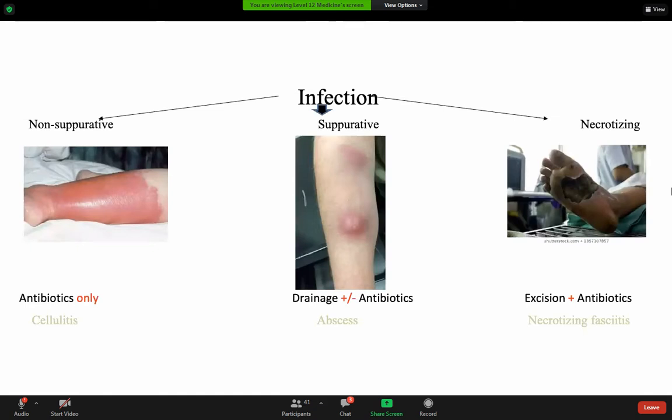Here we have types of infection. Sometimes it is non-suppurative like cellulitis on the left side of the picture on the screen. This is only cellulitis, a subcutaneous infection. Sometimes there is a collection of pus like an abscess, which needs to be drained. Sometimes there is infection deep in the tissue causing necrosis of the tissue itself, which needs excision of this necrotic tissue, like necrotizing fasciitis.